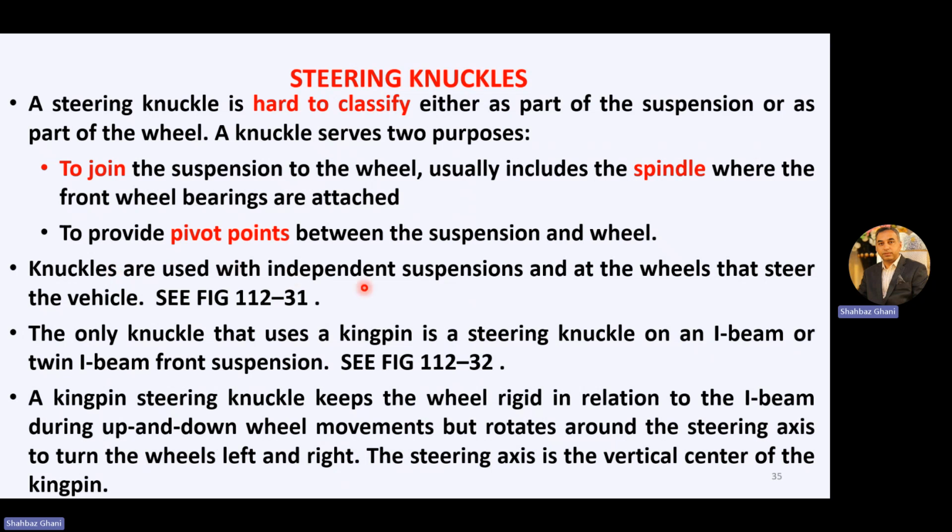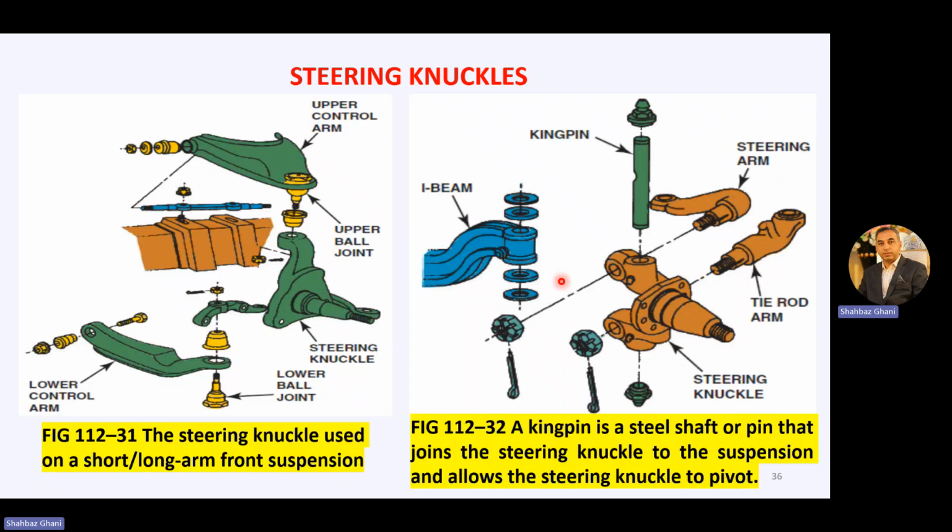So knuckles are used with independent suspension at a wheel that steers the vehicle. The only knuckle that uses a kingpin is a steering knuckle on an I-beam or twin I-beam front suspension. We have this I-beam attached to the steering knuckle. Then we have this kingpin, which is fastening the I-beam with the steering knuckle. And we have this further arrangement.